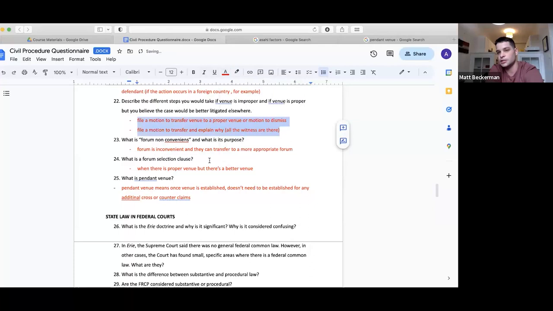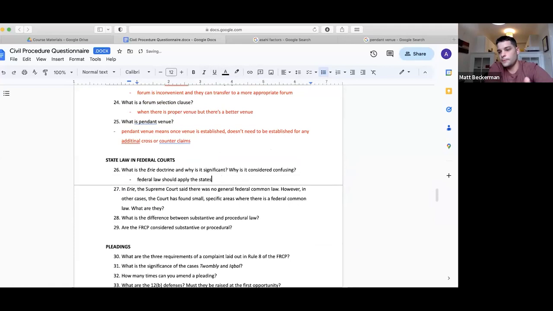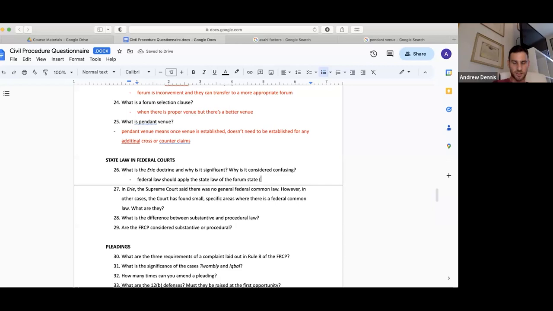Can anyone out there define the Erie doctrine for me? Right, federal law should apply the state's law, not where the transaction occurred, but where they're sitting, right? Yeah, depending on the forum state. So, just to make sure that you understand that, it's not necessarily where the transaction occurred. It's where they're sitting. Only for diversity cases, you're never going to have an Erie issue for federal question. In diversity, federal court should apply the law of the forum state.